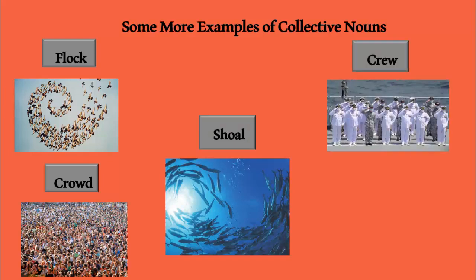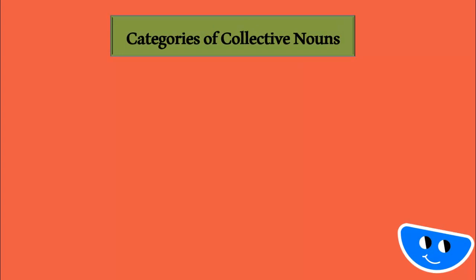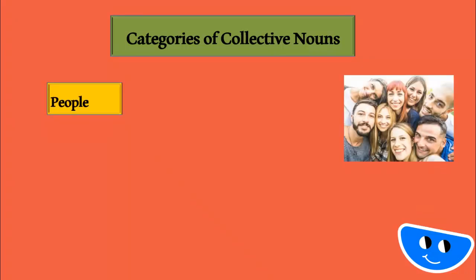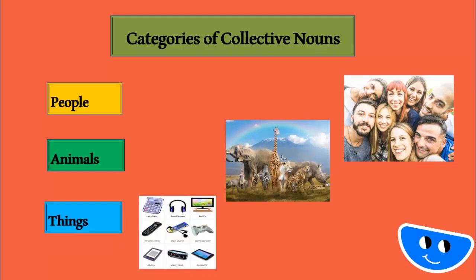Crew is the collective noun that is usually used to refer to a group of workers or to describe aircraft or ship's staff. The collective noun chorus is used for a large organized group of singers. Do you notice? We use collective nouns to refer to a wide variety of stuff. So we can say that there are three categories of collective nouns: the one that we use for people, the other for animals, and the last one refers to things.